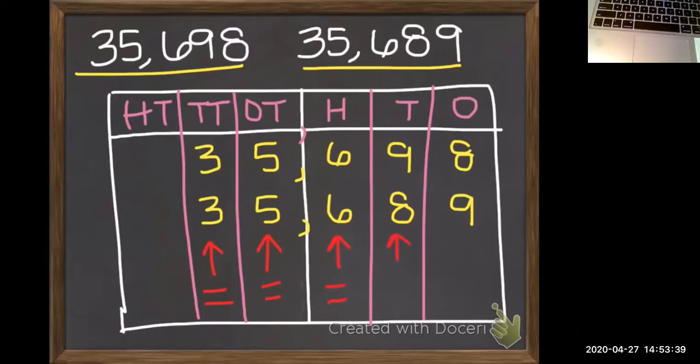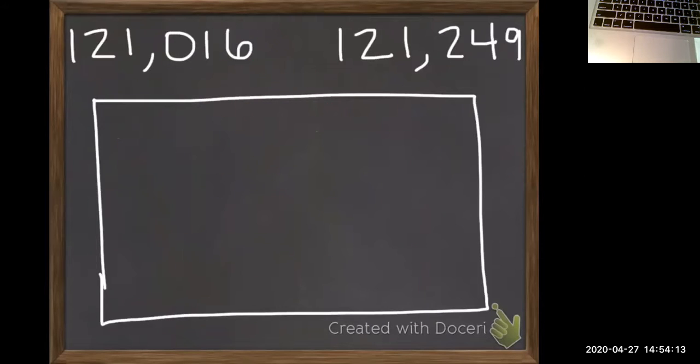I notice here that the numbers are different, so I can compare them. The 9 in this number is 90, and the 8 in this number is 80 because it's in the tens place. I know that the 9 in the tens place is greater. So I automatically know that the top number here, 35,698, is the larger number. So I can complete my comparison. Up top, 35,698 is greater than 35,689.